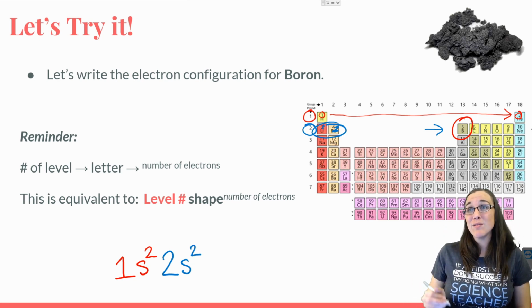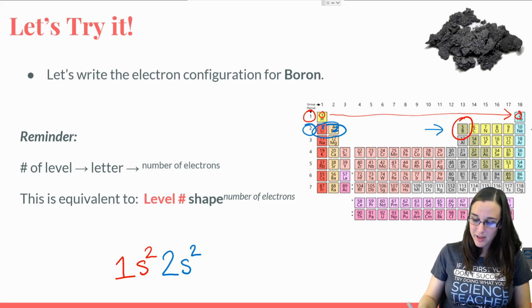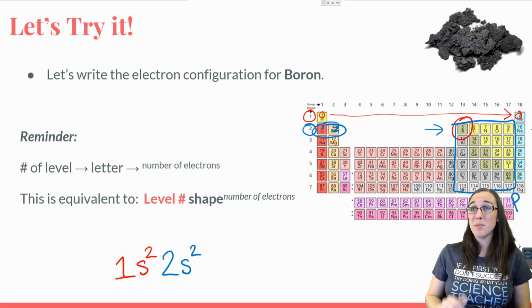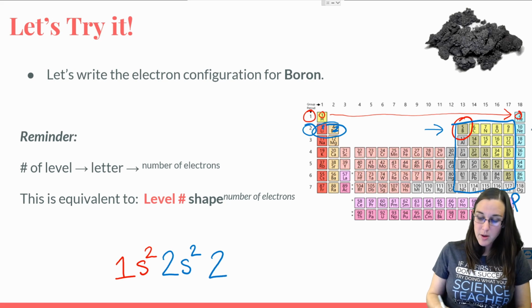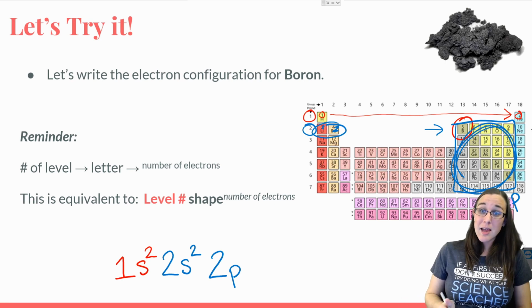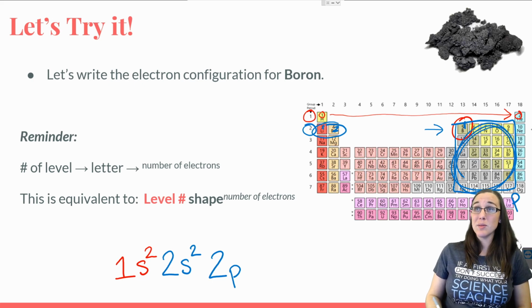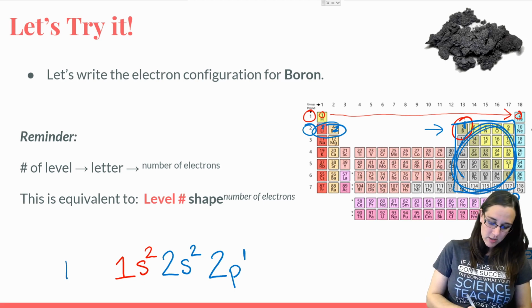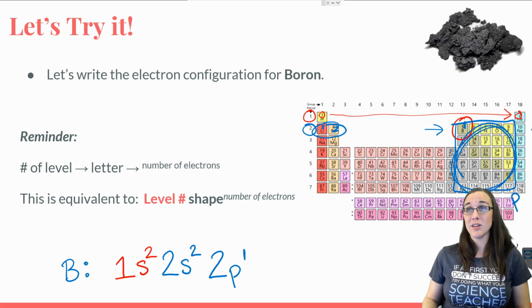Now I'm still in level 2, but I've changed my block. Everything over here is the P block. That's all in the P block. So I'm still in level 2, but now instead of an S shape, I have a P shape. So I have the Family Guy house. This is where the Family Guy house is, all of these over here. And for boron, I am 1 into the P. So I'm only 1 right there into the P block. So I would write a 1 as my exponent for number of electrons. This would be the electron configuration for boron, or the long electron configuration for boron.